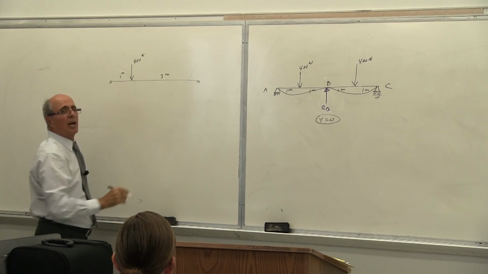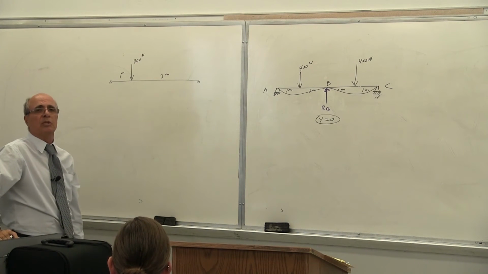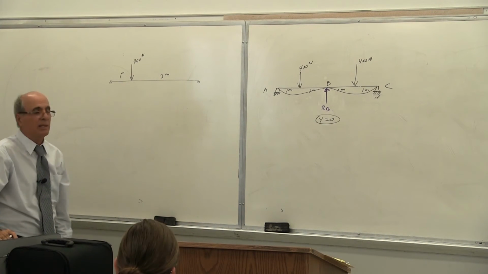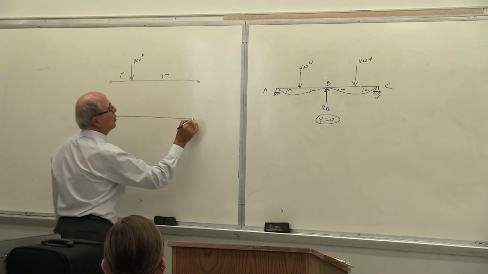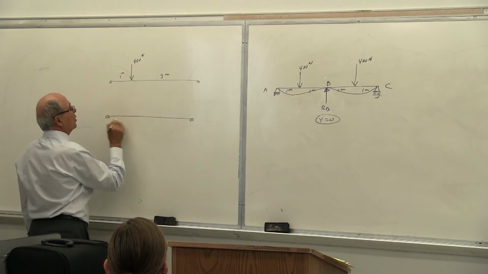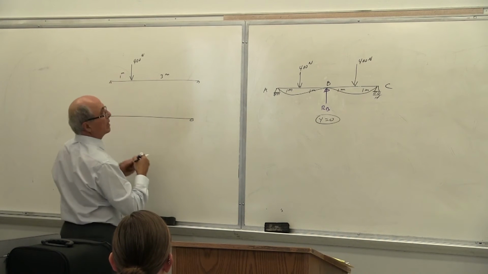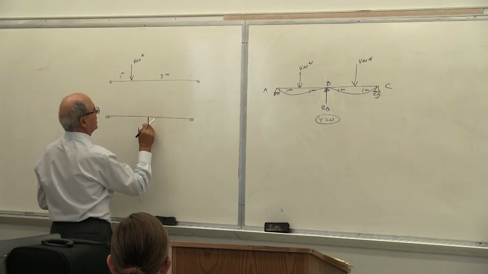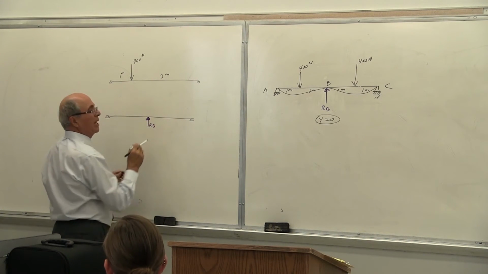This is 3 meter. I have to go according to the table. I show you the table. Is that correct or not? Yes? And then we have to go to this beam, which has a load at the middle, RB. Granted, RB is not known. Is that correct or not?